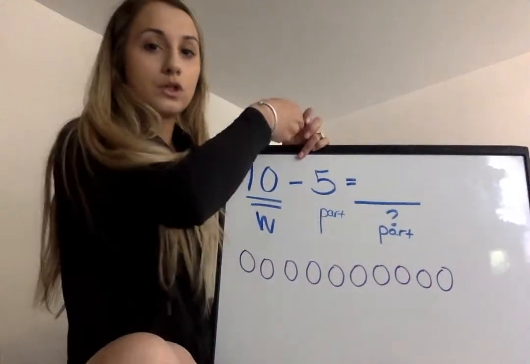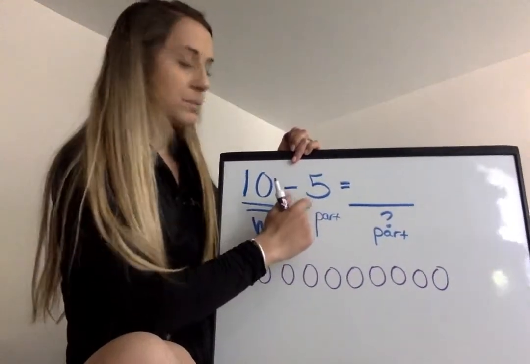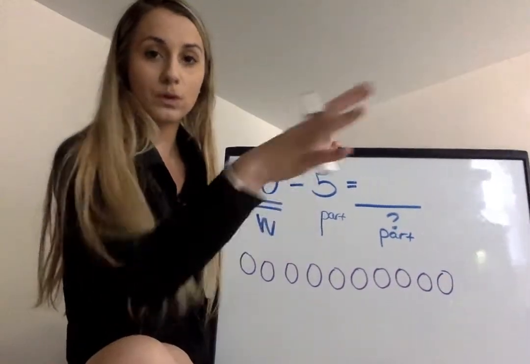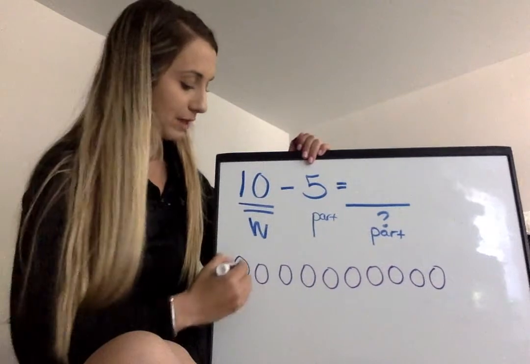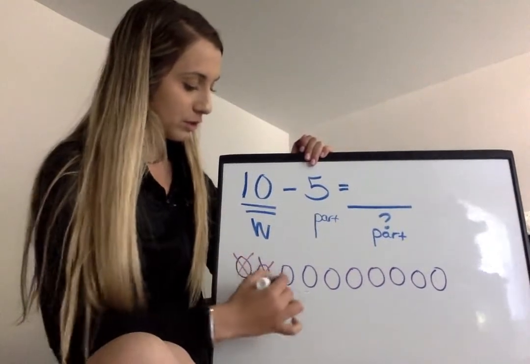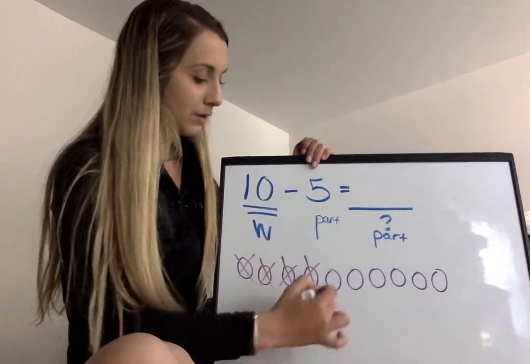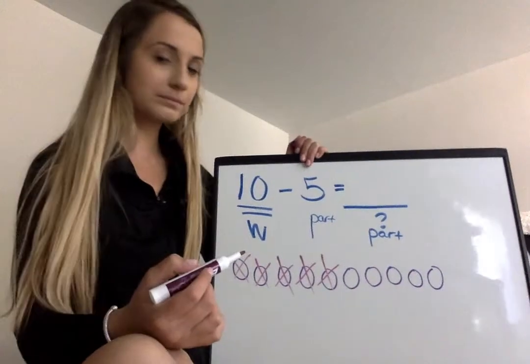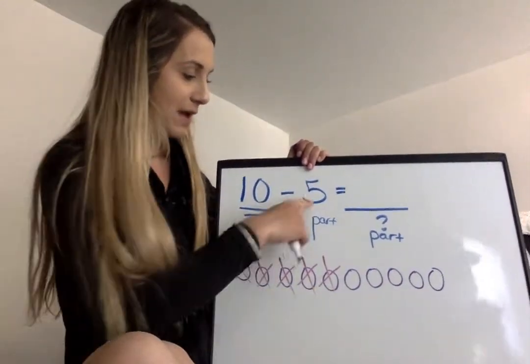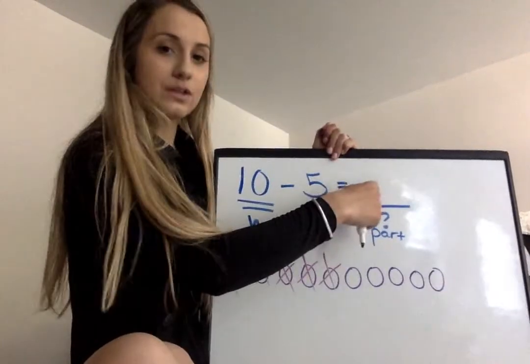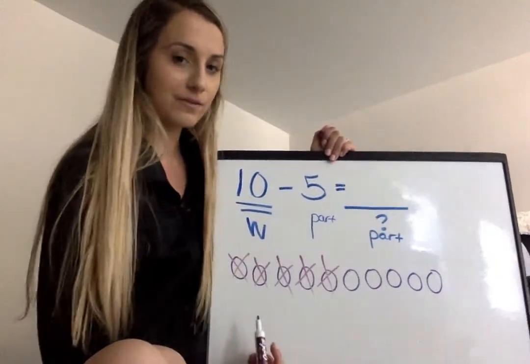Then you are going to take away your first part. This is the number 5, so we're going to take away 5 circles by just putting an X through them. 1, 2, 3, 4, 5. So we started with 10. We took away 5, so our answer is going to be how many we have left on the bottom.